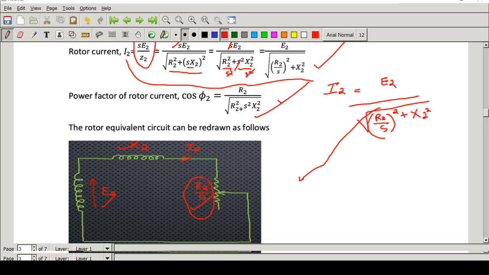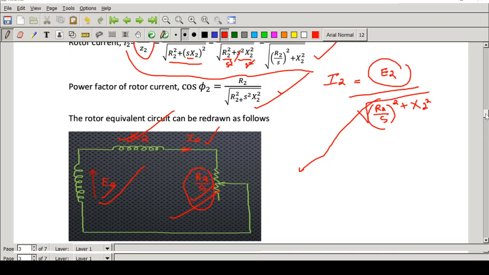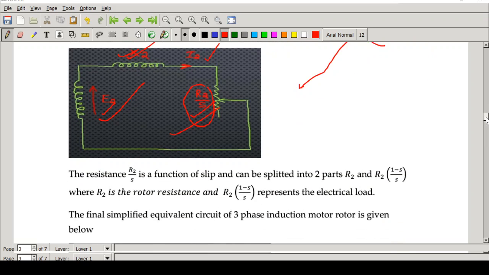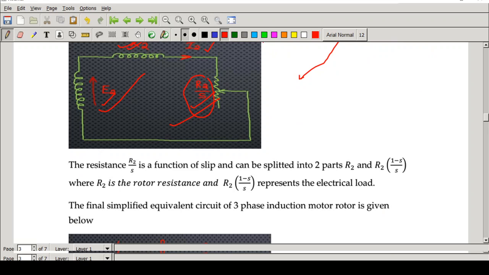See, the current I2 is flowing through what all? X2 and R2 by S. This is represented here. And what is the EMF here? It is E2. So this equation is represented by this equivalent circuit. Now we can split this R2 by S into two terms. What is this R2 by S?